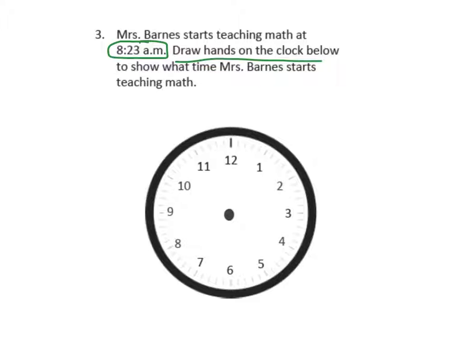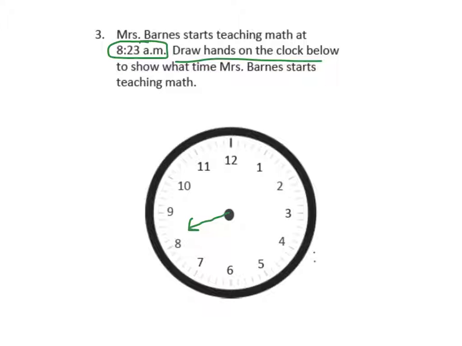So the hour hand is a little bit past 8 o'clock. Next, I'm going to figure out where the minute hand should be. So I have 23 minutes. Do you know where the minute hand would go? Pause the video while you work and replay when you are ready.